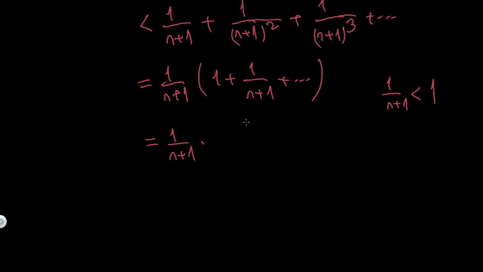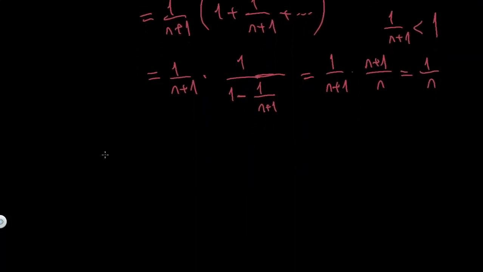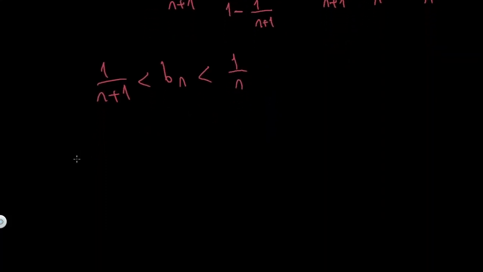So it is going to converge to 1 over 1 minus our ratio, so it's 1 minus 1 over (n plus 1). And so this is going to be n over (n plus 1), and we will just flip it, so it is going to be 1 over (n plus 1) times (n plus 1) over n, which is equal to 1 over n. So we found upper bound 2. We found that 1 over (n plus 1) is less than bn, which is less than 1 over n. Cool. So now let's get back to the question.